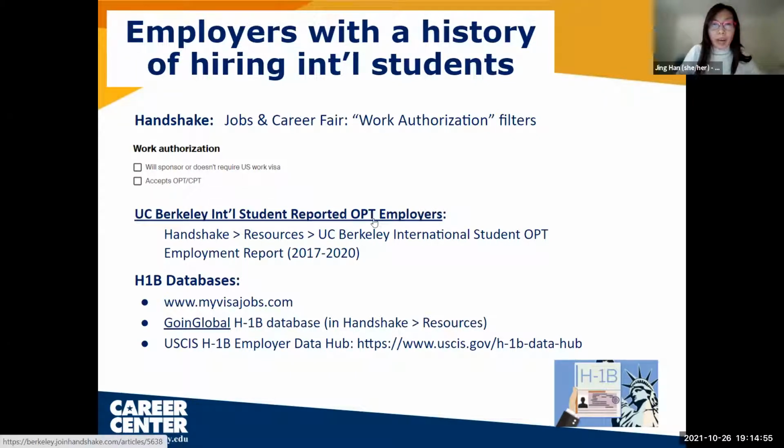And even beyond OPT CPT, online, there are many H-1B databases. H-1B is the most commonly used job visa for international students.